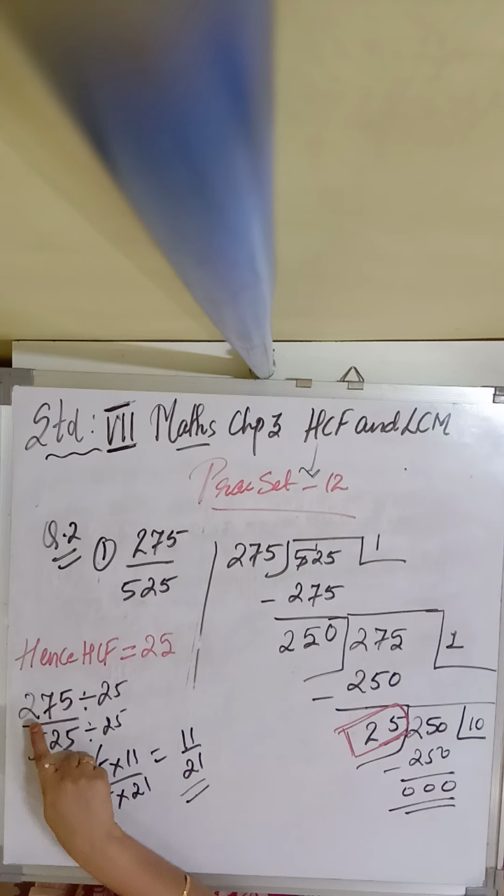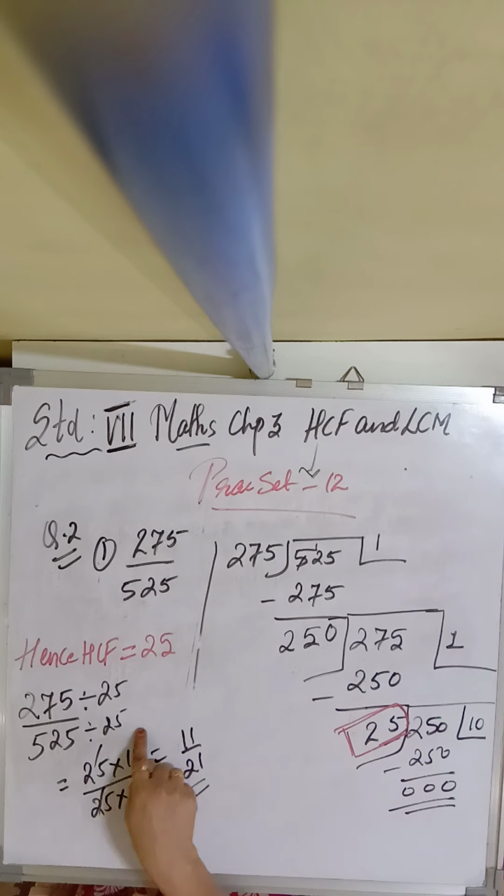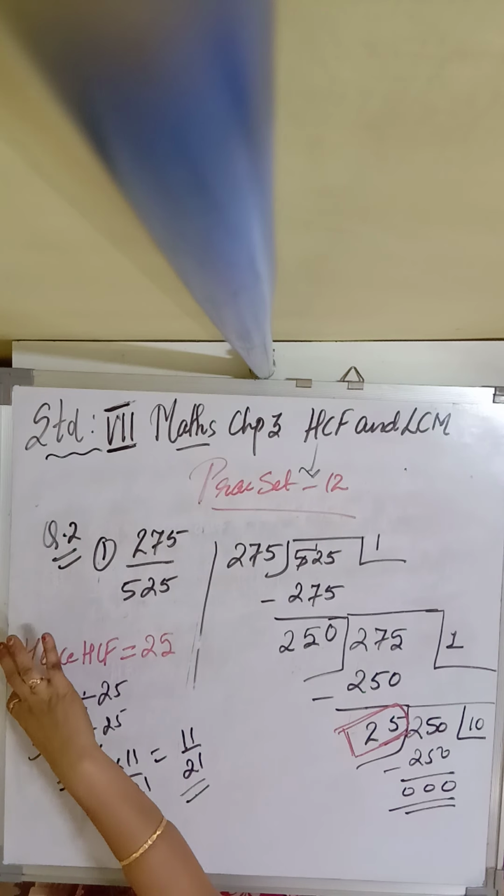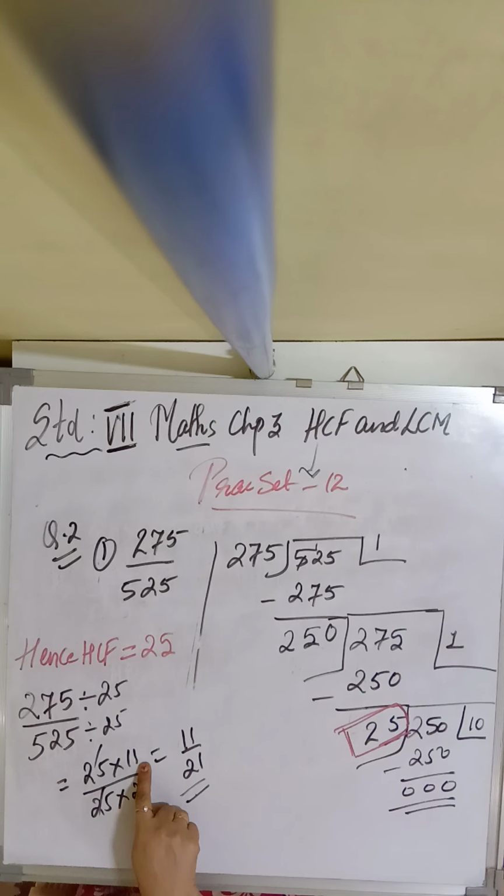That means 275 divided by 25, 525 divided by 25. Or else, what is 275, children? 25 into 11, and 525 is 25 into 21. So that 25 gets cancelled. 11 upon 21 is the simplest form. Clear, children? Copy this.